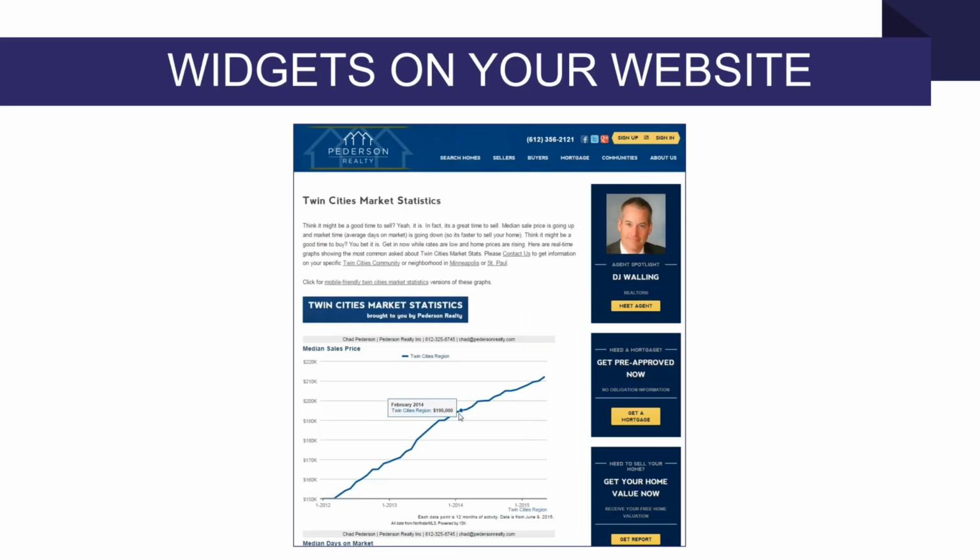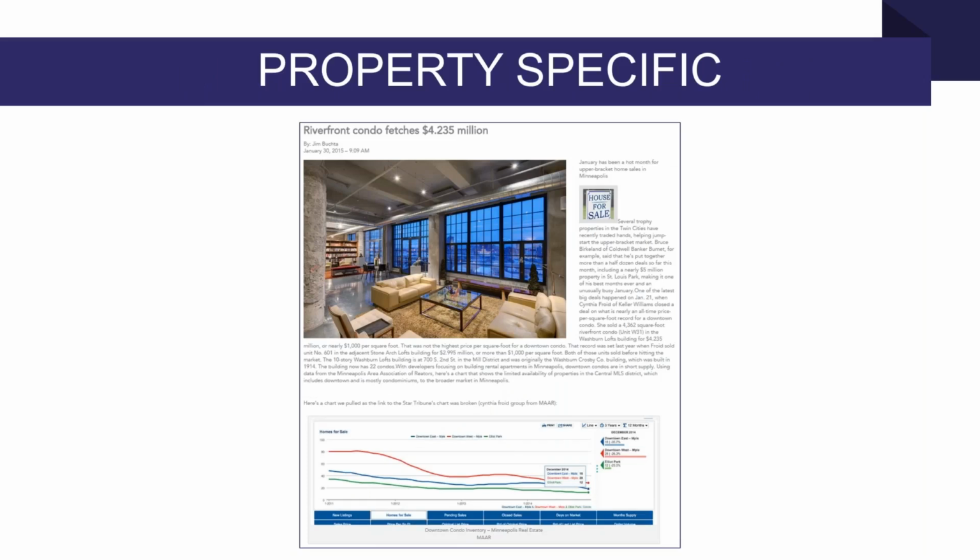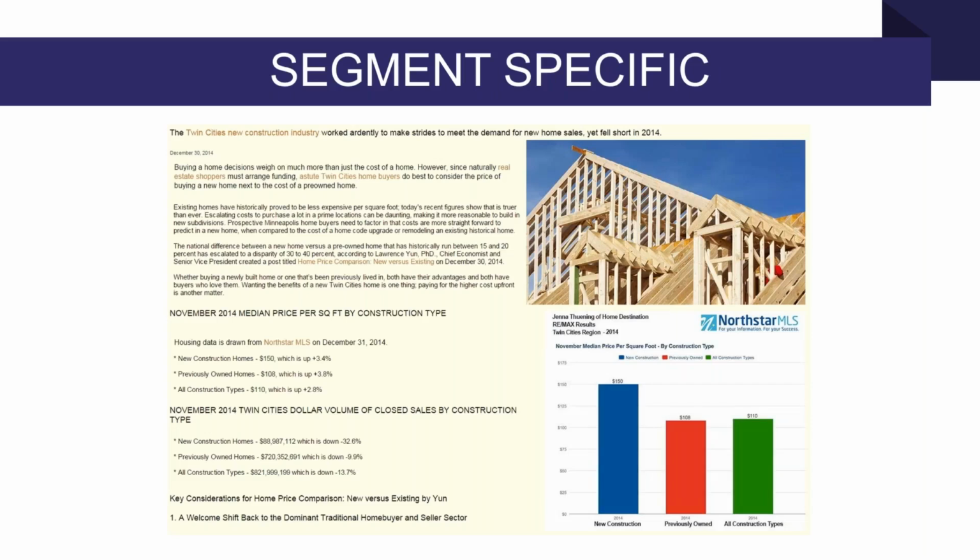You can use these embedded charts to create content on your website that's updated for you automatically. We can also use this to help bolster listings, show how an inventory in the area is low, show how pricing is going up, and use that to help support the marketability of a property. You can compare and contrast different segments of the market, new versus existing, single family versus townhouses.